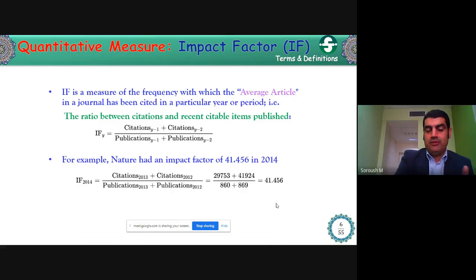We have a very simple calculation here for Nature journal in 2015, using 2014 data, which is exactly 41.45, which was calculated based on the number of publications and citations. So armed with such a quantitative measure, it was possible, regardless of the field of science, to categorize journals in terms of impact factor.